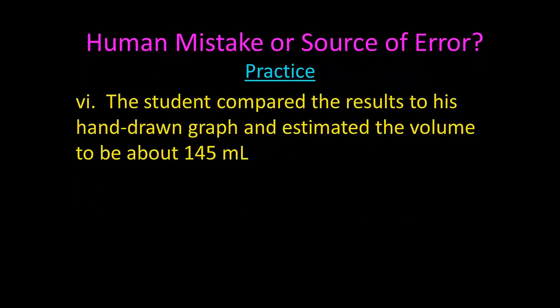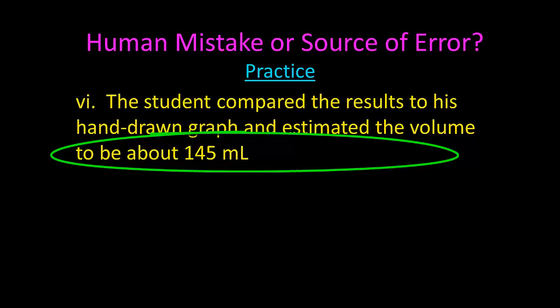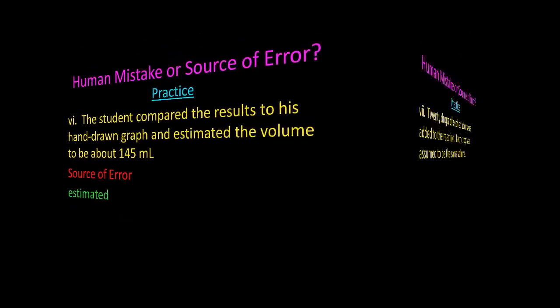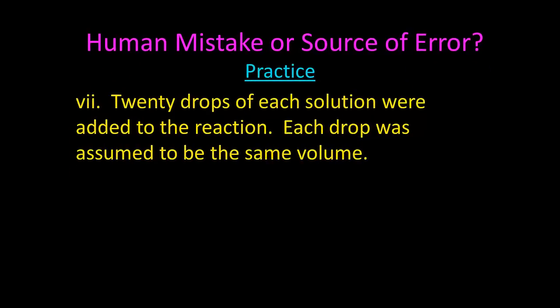The student compared the results to his hand-drawn graph and estimated the volume to be about 145 milliliters. This would be a source of error. If you're ever estimating something, that is a source of error. And last, 20 drops of each solution were added to the reaction. Each drop was assumed to be the same volume. The key word here again is assumed, so that is a source of error if you're assuming anything.